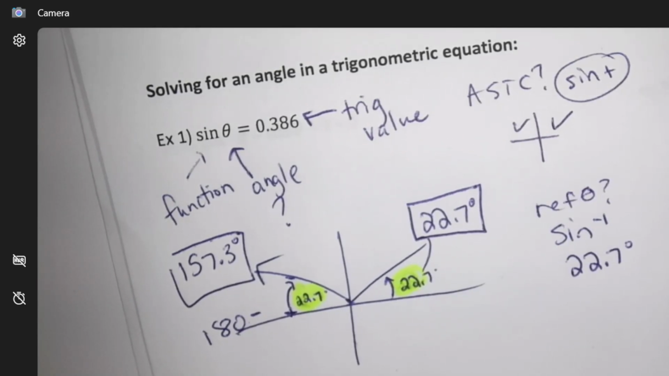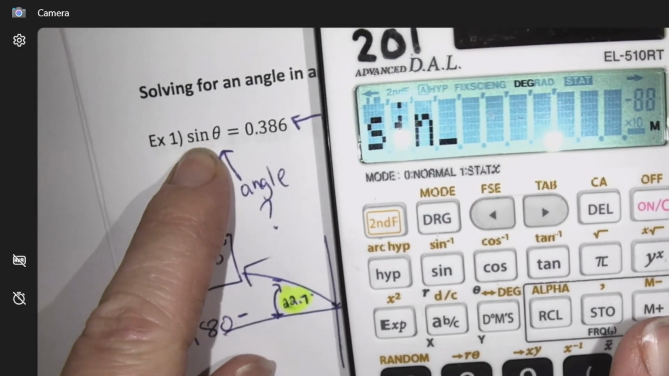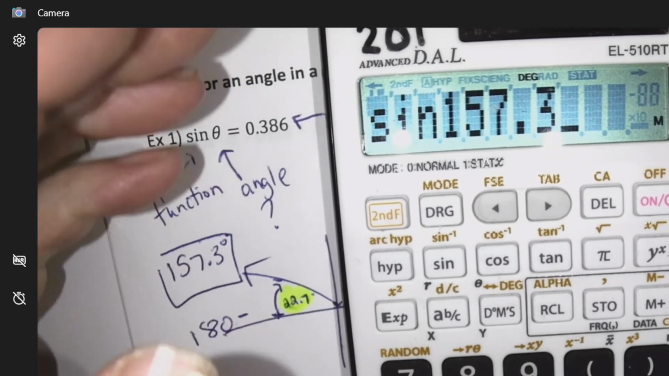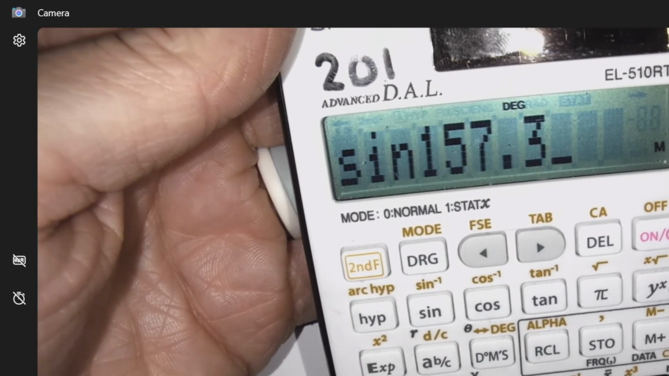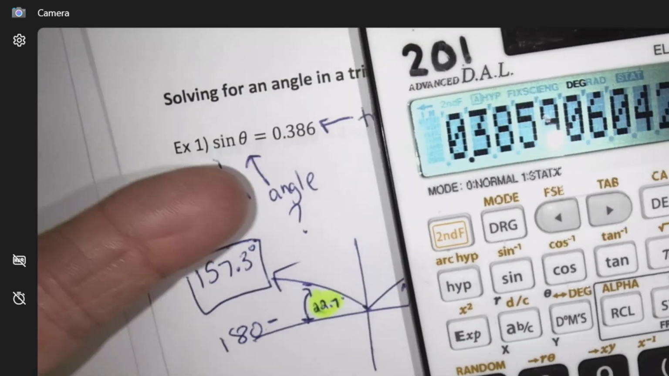Okay, you know that you can always check your answers. Here's what you do. What is the sine of the angle 157.3? Equals 0.386. Look at that.